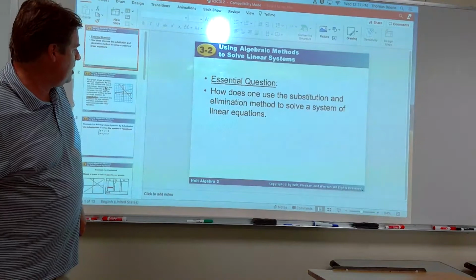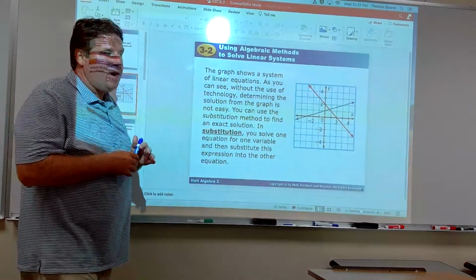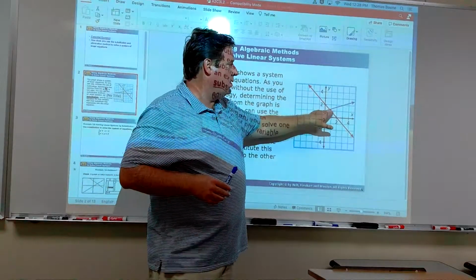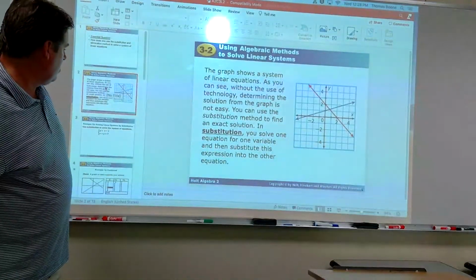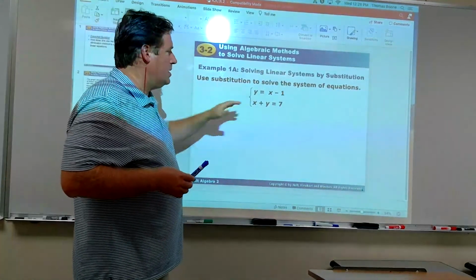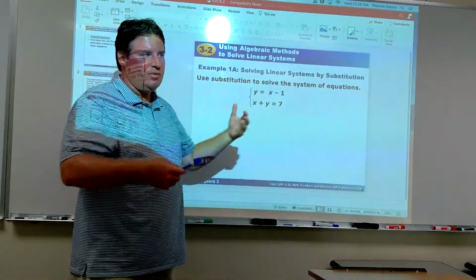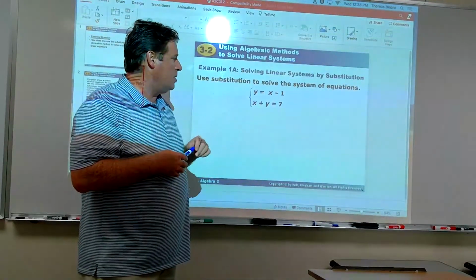sometimes referred to as the addition method as well. And again, as we look back at this, what we're finding is where the two lines cross, the intersection point. That's the solution to the system of linear equations. Now again, what we did in section 1 is that we put them into y equals, we graphed them, found those points. Well, we can do a similar type of thing here with the substitution method.